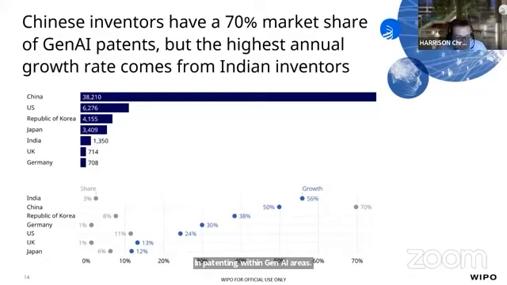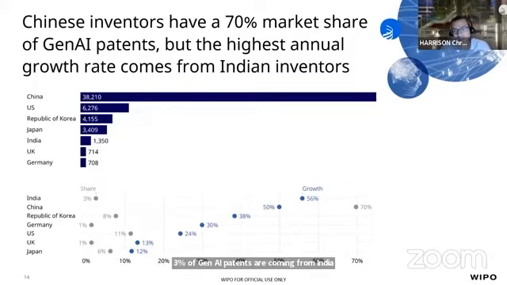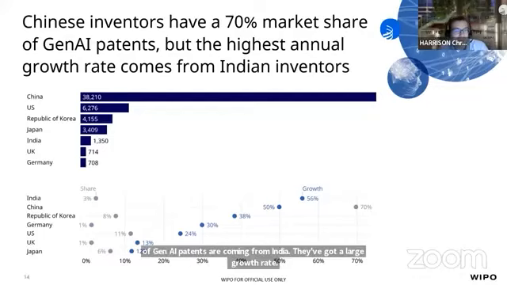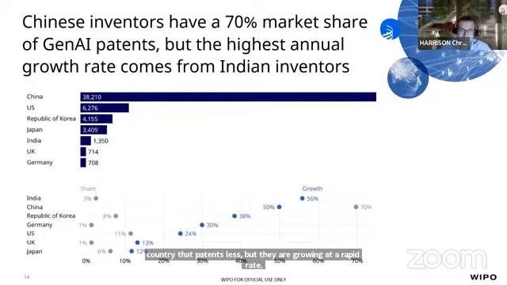And so there's a 70% market share of patents coming from China. But what's interesting is actually the highest growth over the last few years is coming from India. So although they have a very small share, only 3% of Gen AI patents are coming from India, they've got a large growth rate. And that's interesting because it shows that there is a country that patents less, but they are growing at a rapid rate compared to some of the other countries involved.